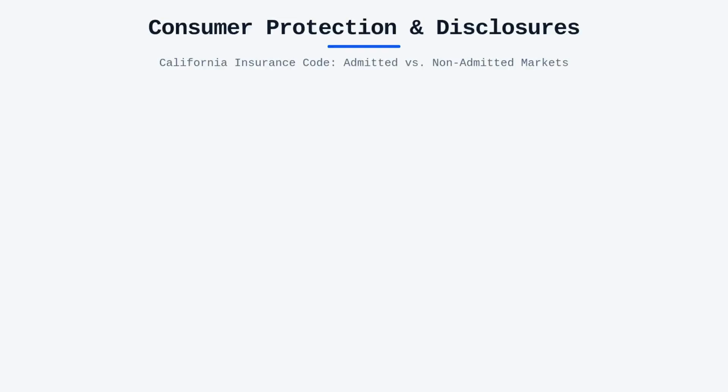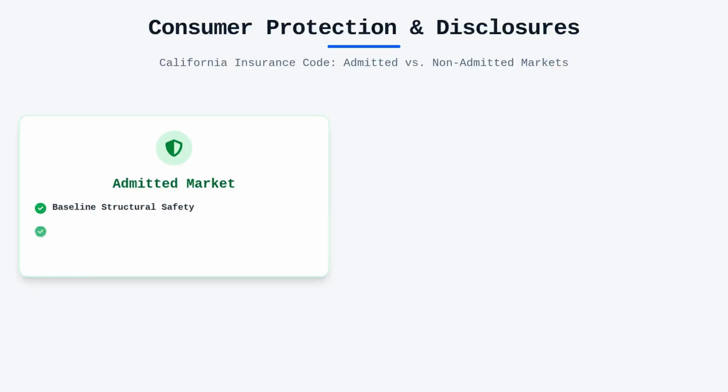Welcome back. We are turning our attention to consumer protection and disclosures within the context of the California Insurance Code. When you transact business in the admitted market, the state provides a baseline of structural safety that the consumer often takes for granted. When you move a client into the non-admitted or surplus lines market, that floor disappears.